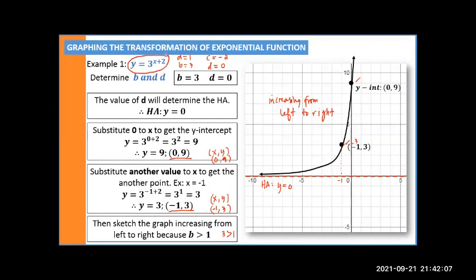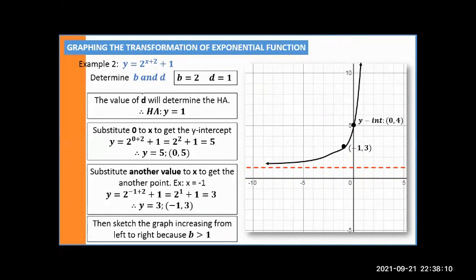Okay? So, we have 4 steps. Determine the value of D para malaman ang horizontal asymptote. Mag-substitute ng 0 sa X para makuha yung coordinate ng Y-intercept. Then, mag-substitute ng another value para makakuha ng another point sa graph. And then, sketch the graph depende sa value ng B. So, kung greater than 1, increasing from left to right. Kung less than 1 naman, decreasing from left to right.